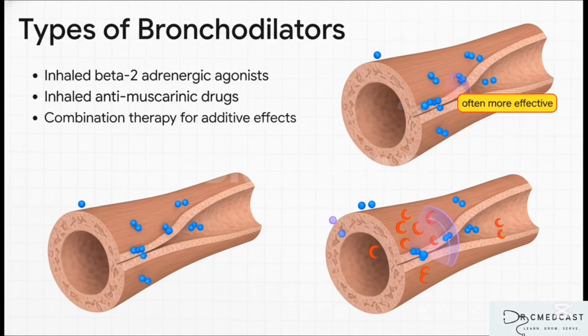First are the inhaled beta-2 agonists, which work by relaxing the smooth muscle around the airways. Second are the inhaled antimuscarinics, which block the nerve signals that tell the airways to constrict. Now, what's really interesting is that in COPD, the antimuscarinics are often even more effective, especially in patients with that chronic bronchitis picture. And of course, we can use them together for a 1-2 punch.